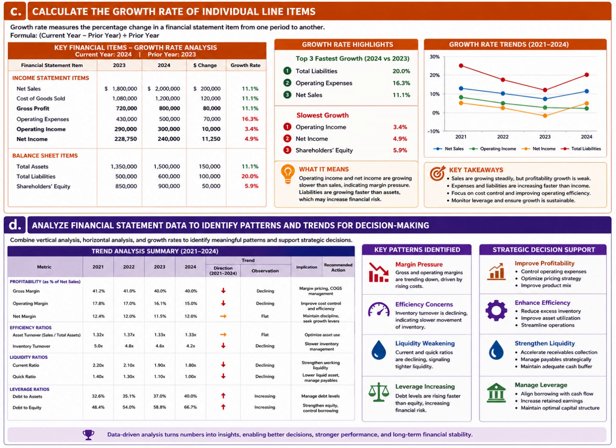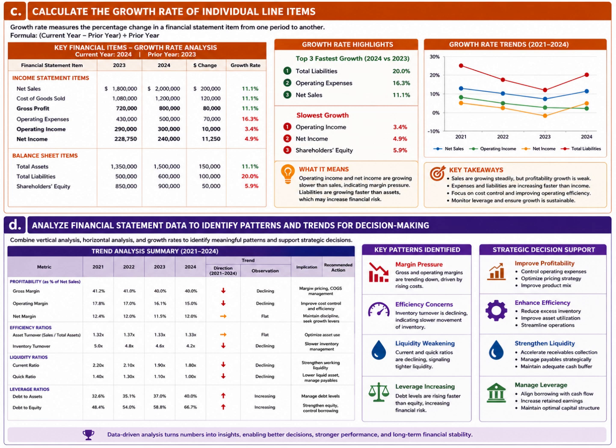D. Analyze financial statement data to identify patterns and trends for decision-making. Financial statement analysis integrates vertical, horizontal, and growth techniques to detect meaningful patterns. Identifying recurring cost increases, declining margins, or rising leverage enables management to pinpoint operational inefficiencies or financial risks. Trend identification supports strategic resource allocation.